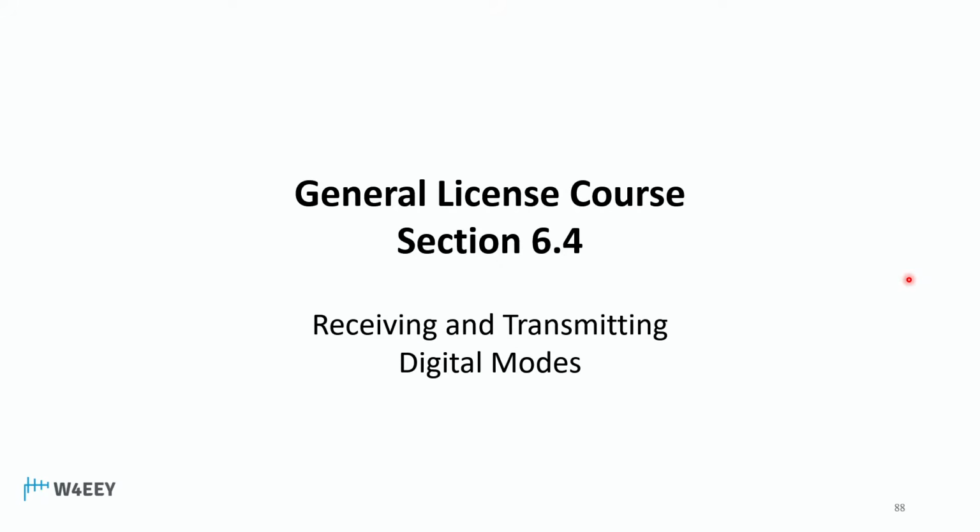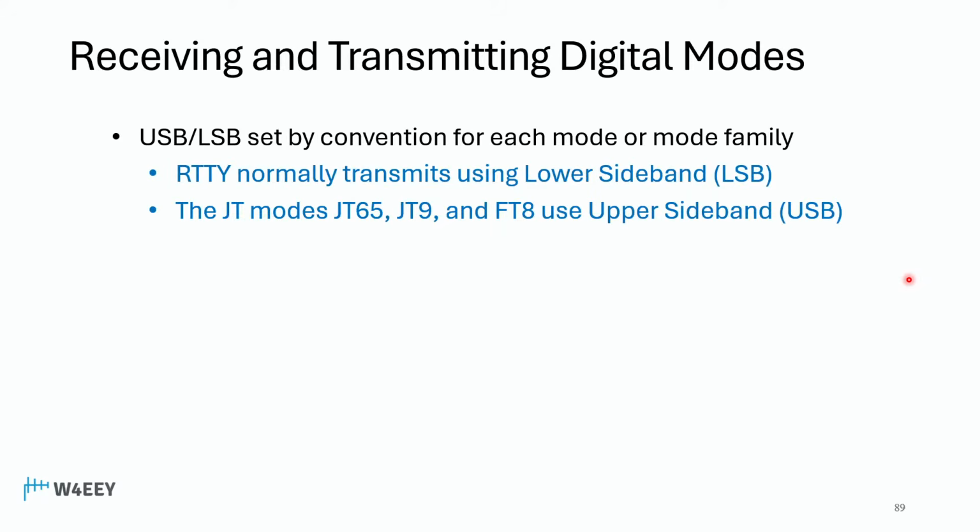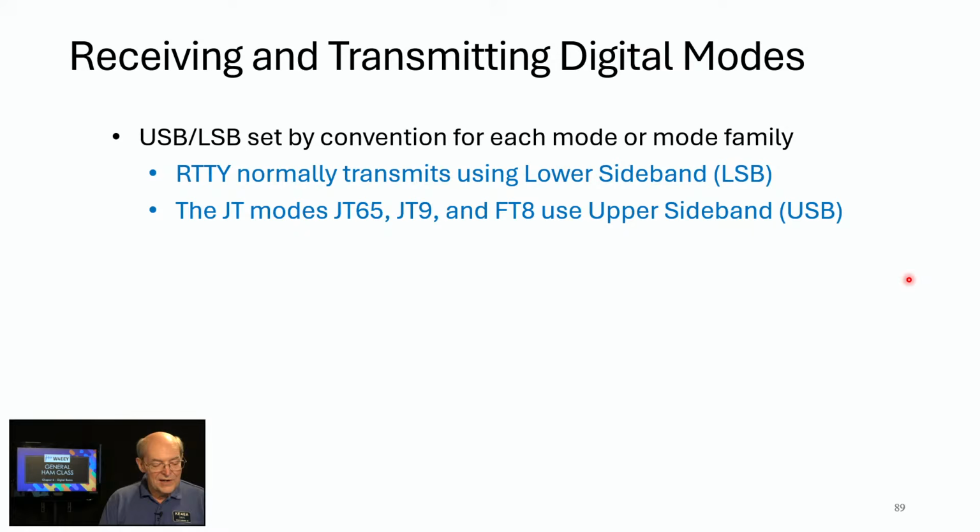Section 6.4. This is a fairly short section. All right, so are we using upper sideband or lower sideband? Well, it's kind of set by convention for each mode or mode family. Radio teletype will normally transmit using lower sideband, or LSB. The JT modes, WSJT-X family of modes, JT65, etc., use upper sideband always, regardless of which band you're on.